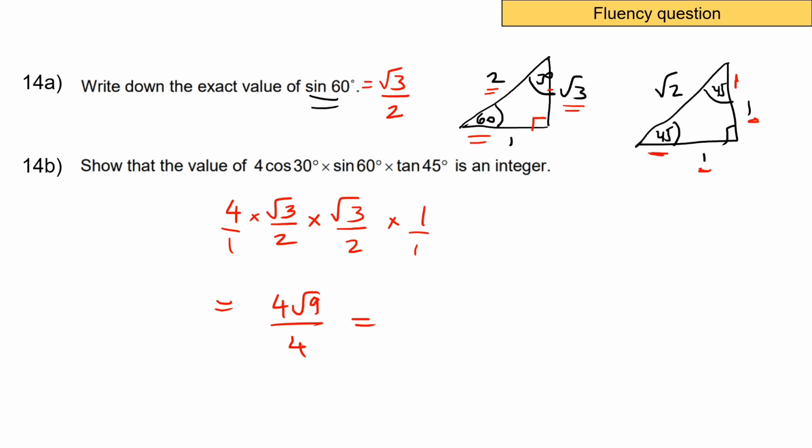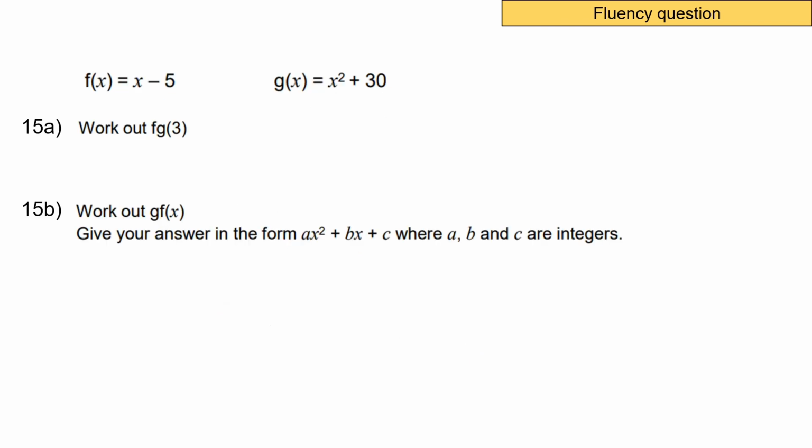So 4 times 3, 12 divided by 4 is going to be 3. That's your answer. Okay, so we have a function question here, composite functions.